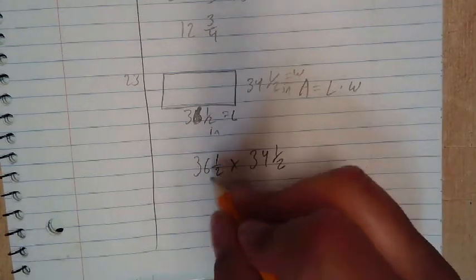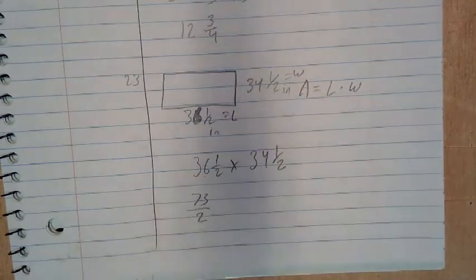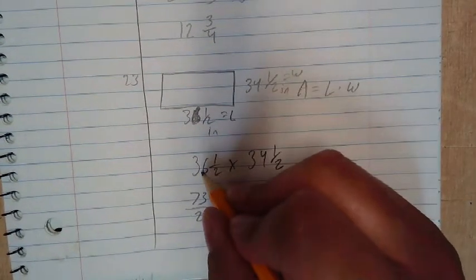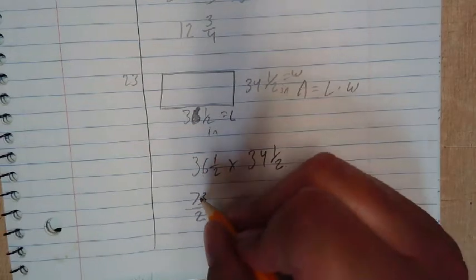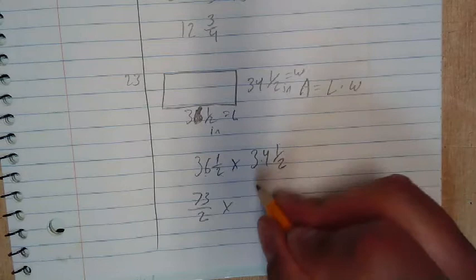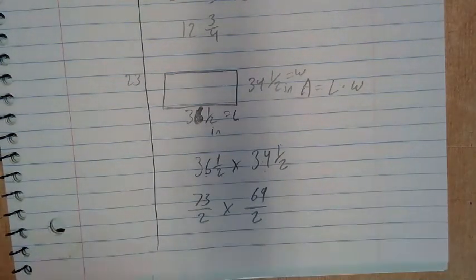Okay. 2 times 36 is 72, plus 1 is 73. Again, 36 sets of 2. 2 times 36, 72, plus 1, 73. 2 times 34 is 68, plus 1 is 69, over 2. All right.